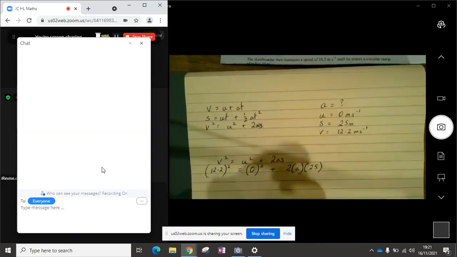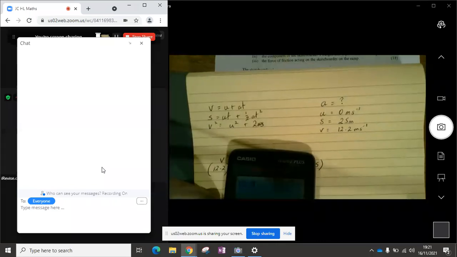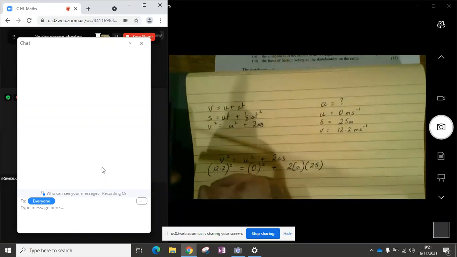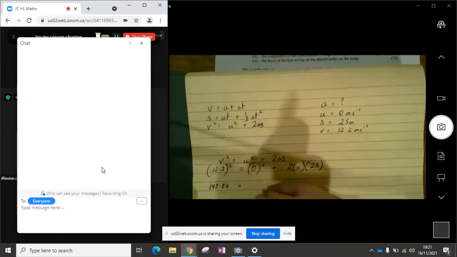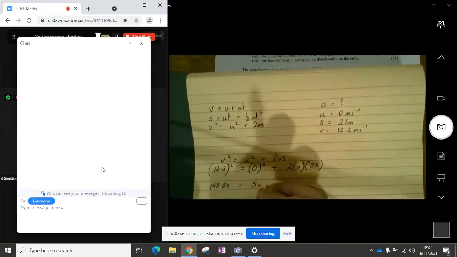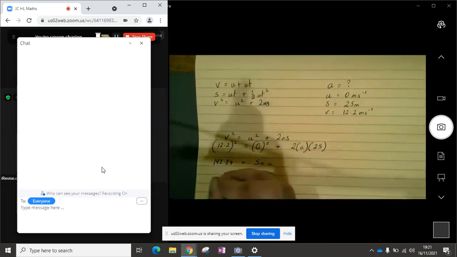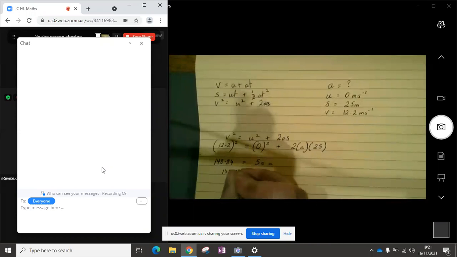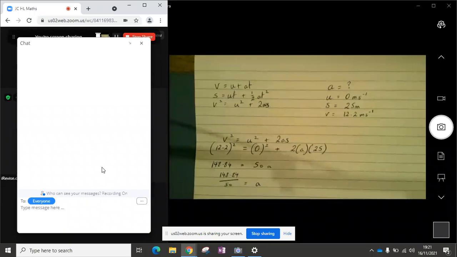Okay, so what you're going to end up with, let me get my calculator. 12.2 squared gives you 148.84. And that's equal to 0, which is just 0, plus 2 times 25 is 50, so 50A. Okay, so that means if you bring A on its own, bring your 50 underneath, you're going to have 148.84 divided by 50.